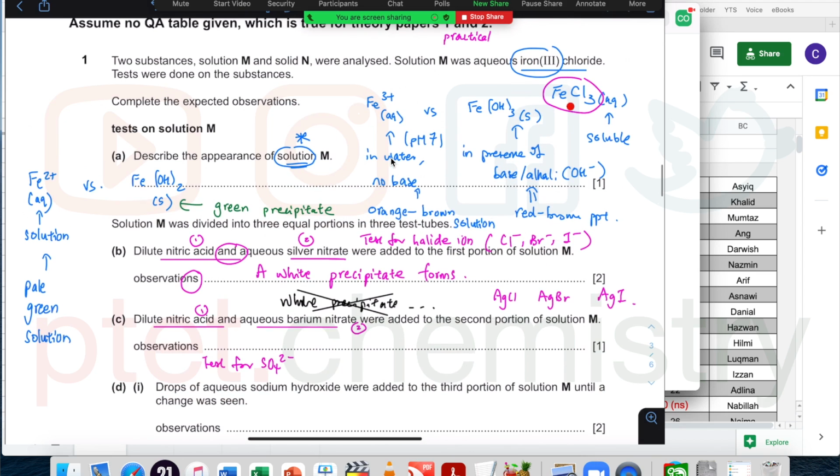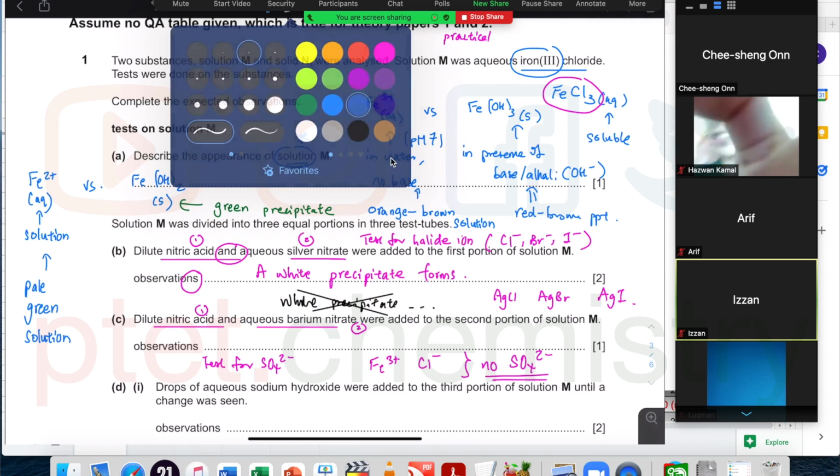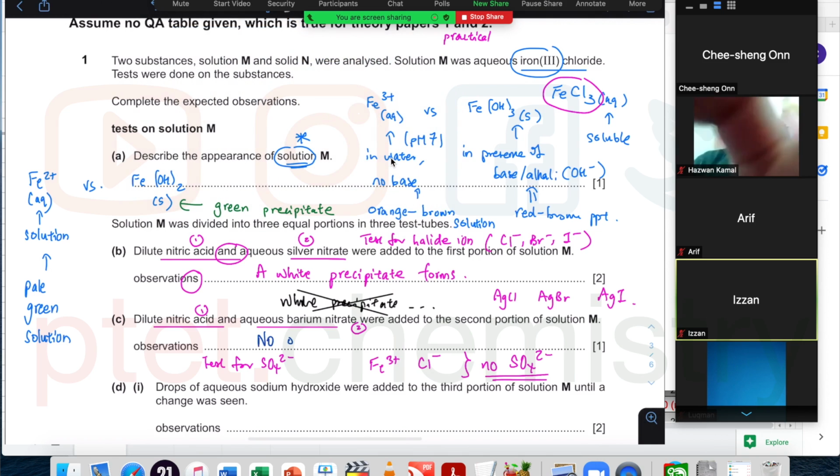You have FeCl3. You have Fe³⁺, you have Cl⁻. You do not have sulfate. When you do not have sulfate, that means you have a negative result. If you write down a white precipitate, it means you get barium sulfate, but there's no sulfate. So how can you get something if it is not present? That is why I said you need to be very careful. No observable change, because there is no precipitate formed at all. So just be very careful there.